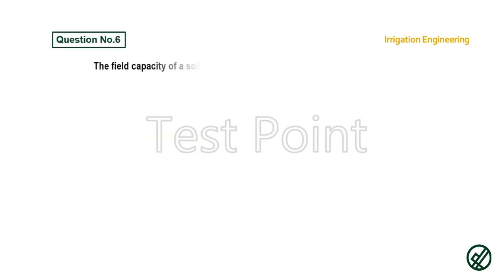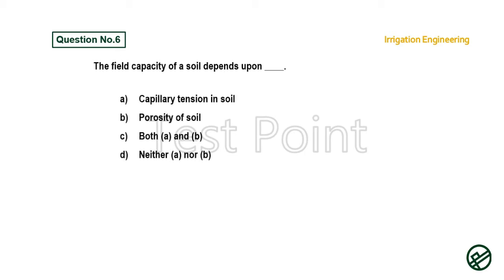Question number 6. The field capacity of a soil depends upon: Option A, capillary tension in soil. Option B, porosity of soil. Option C, both option A and B. Option D, neither A nor B. Answer is option C, both option A and B.